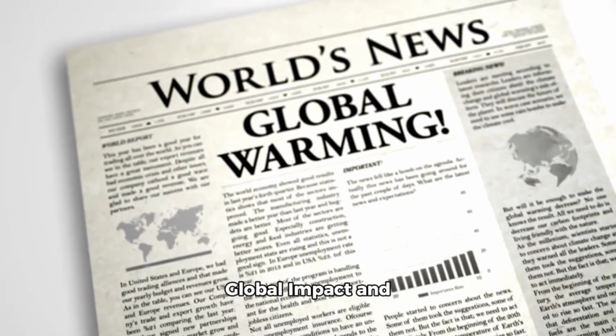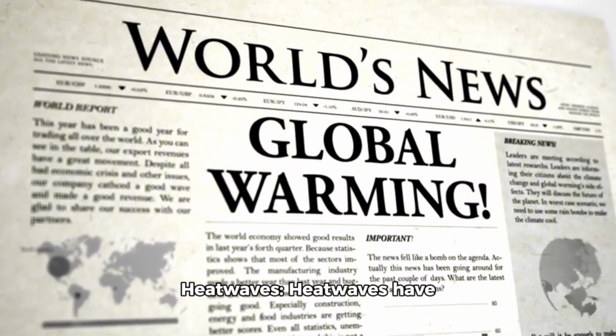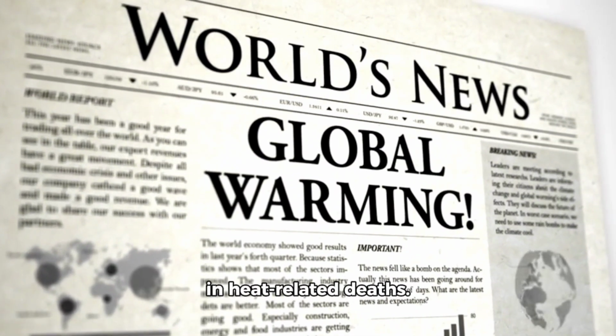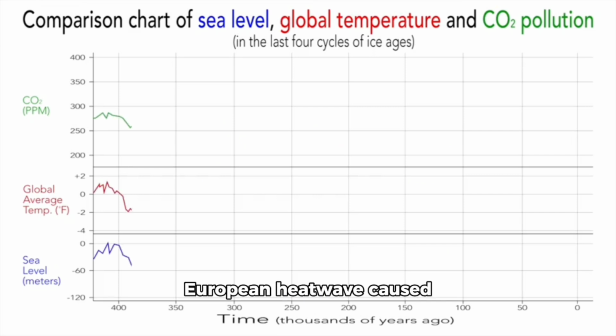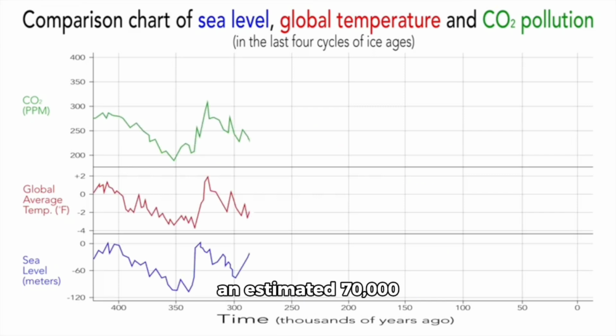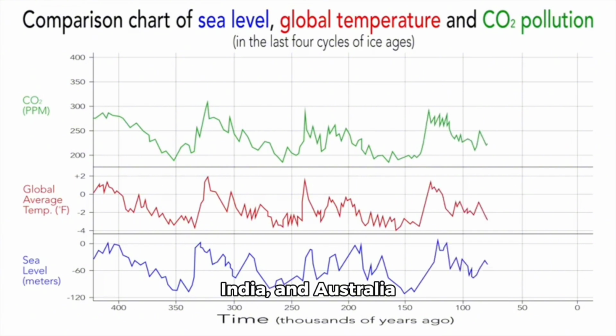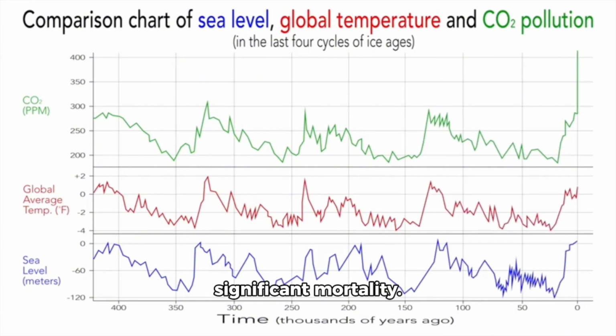Global impact and statistics. Rising heat waves. Heat waves have become more frequent and severe, leading to spikes in heat-related deaths. For example, the 2003 European heat wave caused an estimated 70,000 deaths, while recent heat waves in the US, India, and Australia have also led to significant mortality.